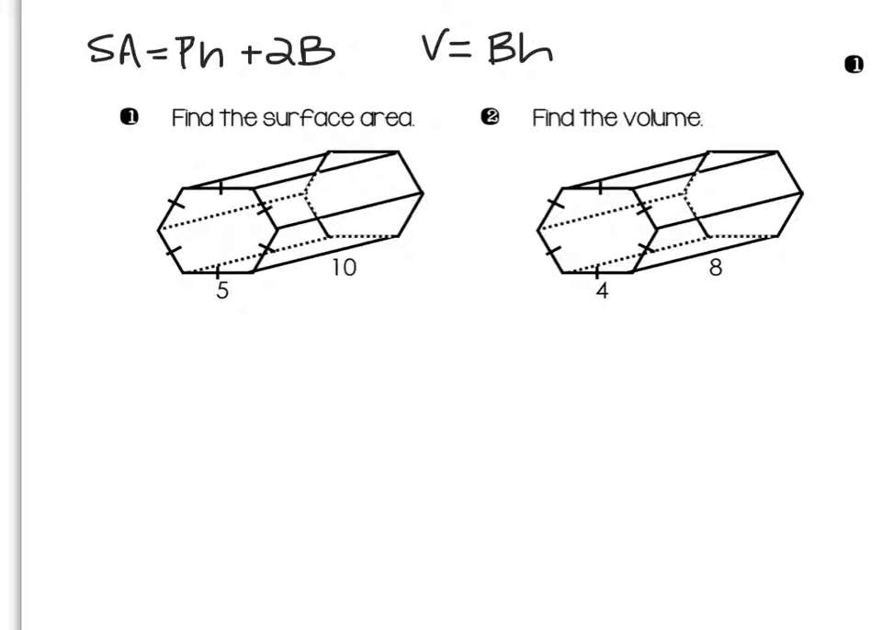We're going to continue our discussion of finding the surface area and volume of prisms, today looking at hexagonal and trapezoidal prisms. And I've written the formulas we've been using. Surface area equals the perimeter of the base times height of the prism plus 2 times the area of the base, and volume equals area of the base times height.